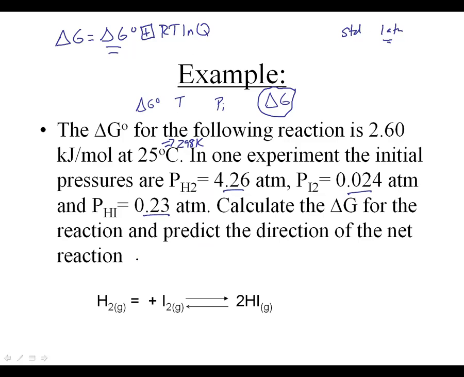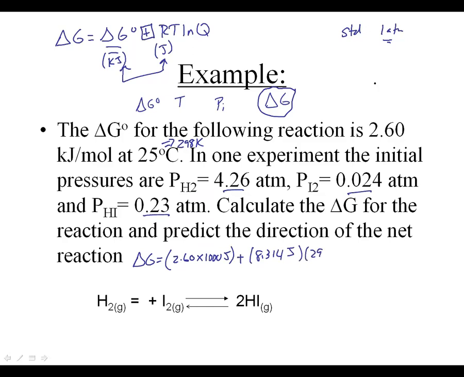So in this particular case, delta G is equal to our delta G naught, 2.60. I'm going to multiply it by 1,000 because we still have a unit issue: this is kilojoules, and this is joules. You can leave it in joules on both sides, it's up to your preference. R is 8.314, which I could leave. Our temperature would be 298.